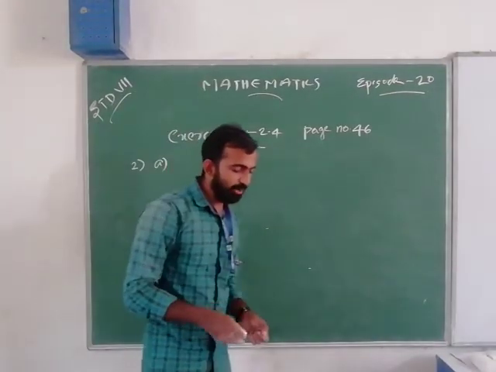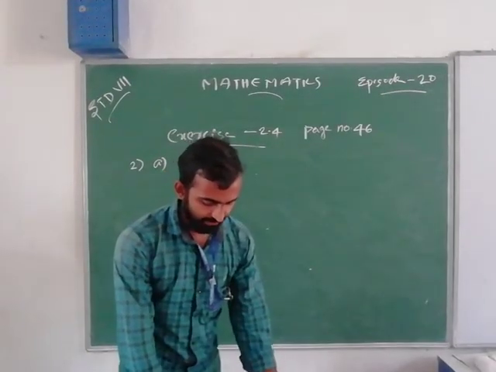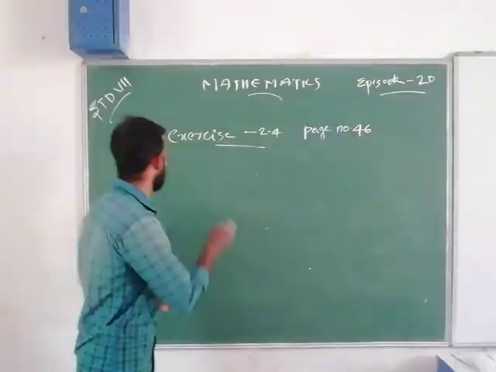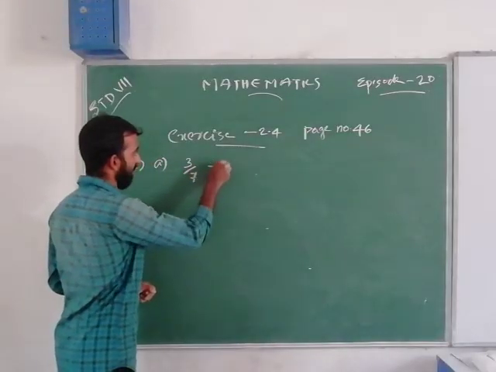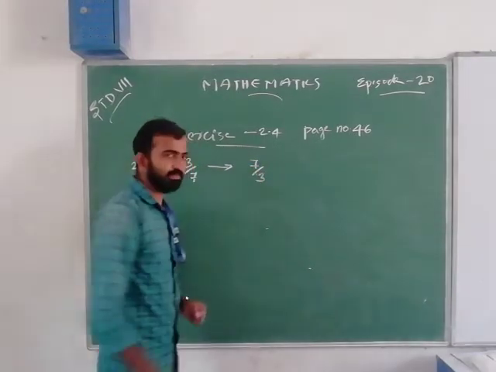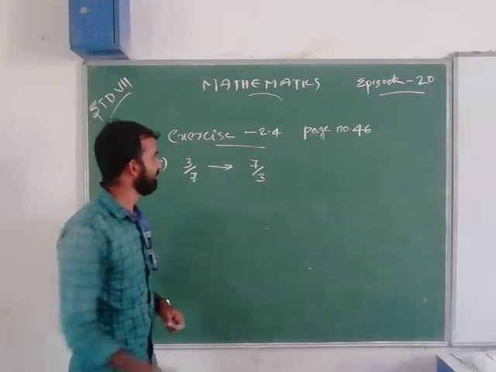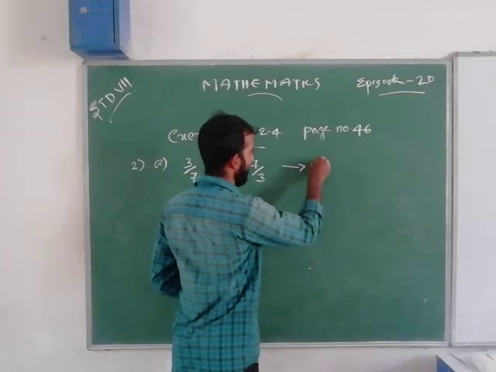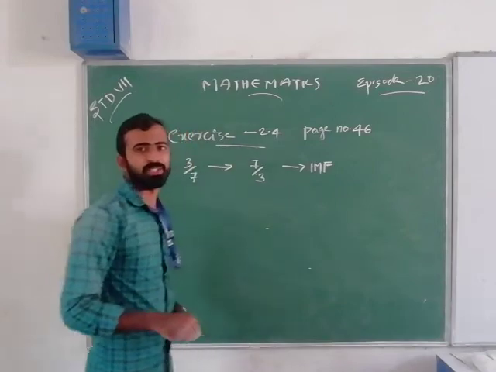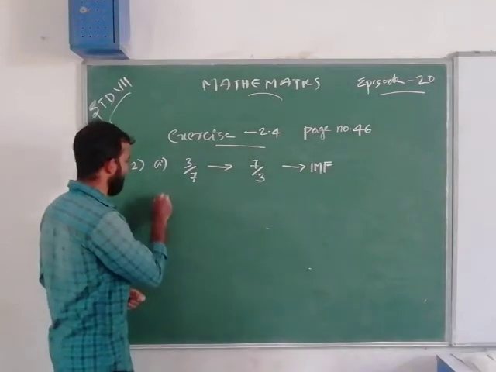The first one: we want to find the reciprocal of 3 by 7. What is the reciprocal of 3 by 7? That is 7 by 3. The reciprocal of 3 by 7 is 7 by 3. That is an improper fraction. Is it? Yes.